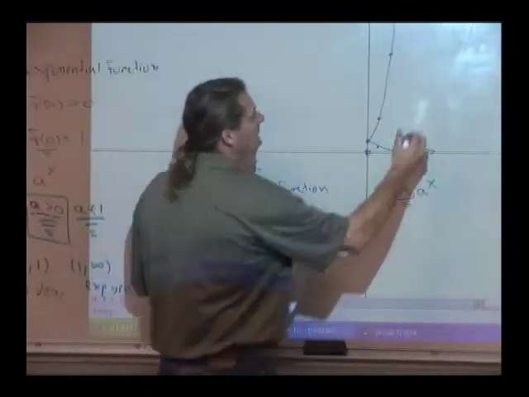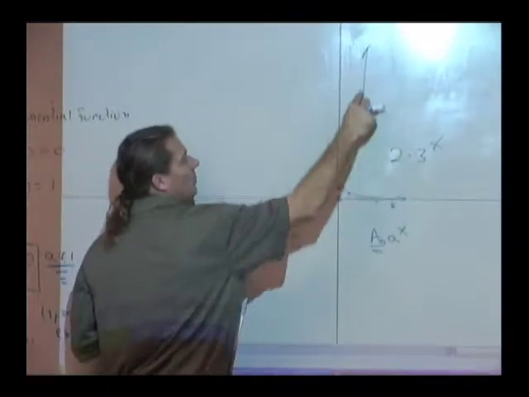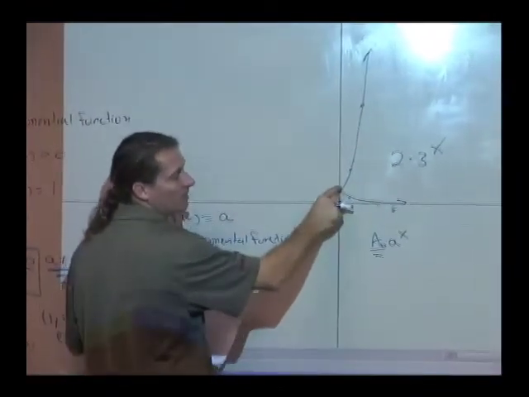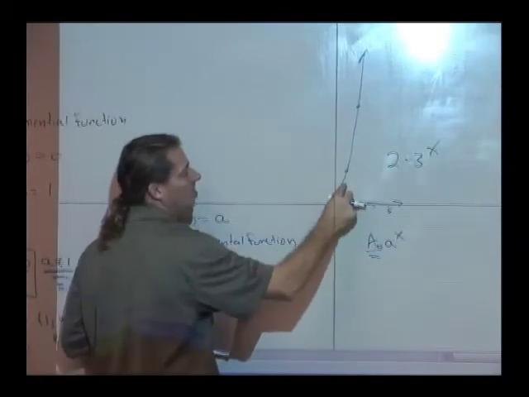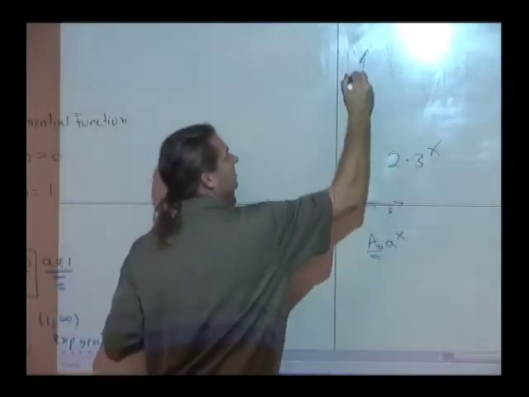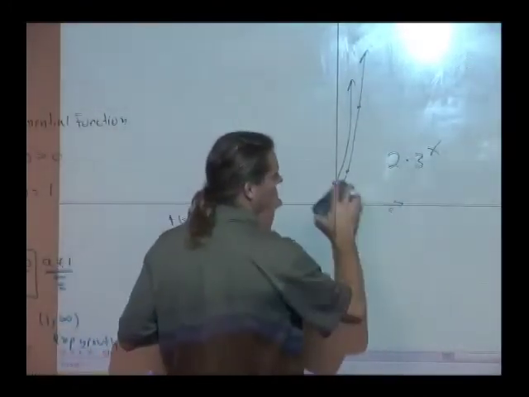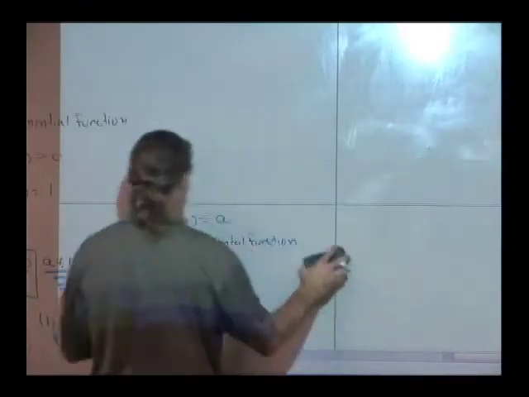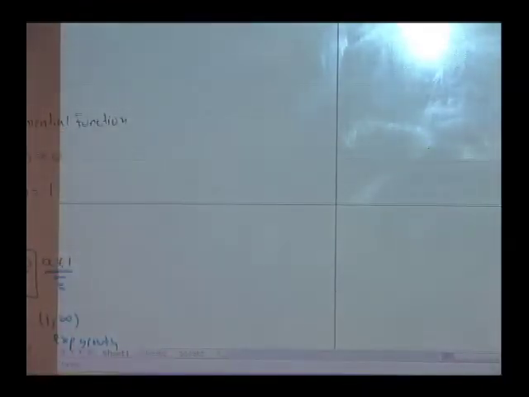For example, 2 times 3 to the x would take this whole 3 to the x that we already have here, yeah, 1, 2, 3, right. And we would start at 2 and go up, because 2 would be the initial value. Now let me use the software here to show you some of this stuff without my terrible handwriting. You'll see what I mean.